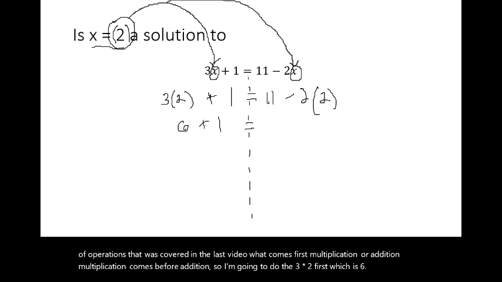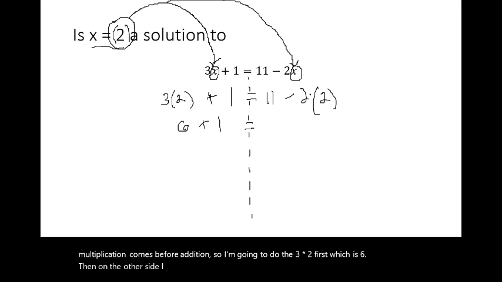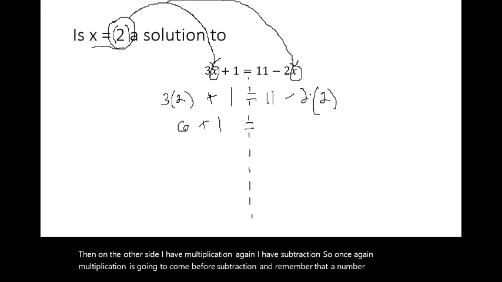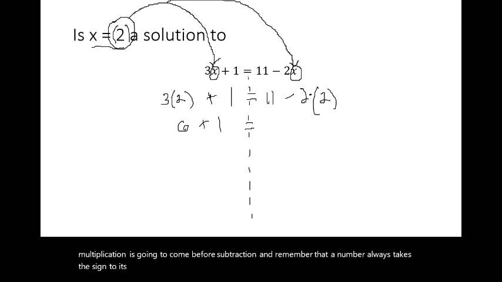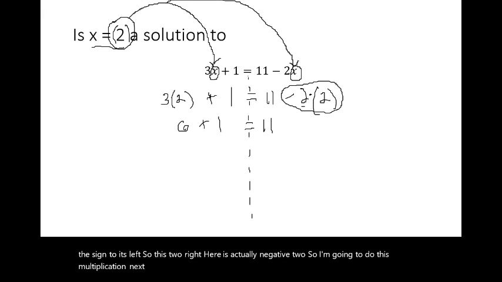Then on the other side, I have multiplication again, and I have subtraction. So once again, multiplication is going to come before subtraction. And remember that a number always takes the sign to its left. So this 2 right here is actually negative 2. So I'm going to do this multiplication next. I'm just going to leave that 11 alone. Negative 2 times positive 2 is negative 4.